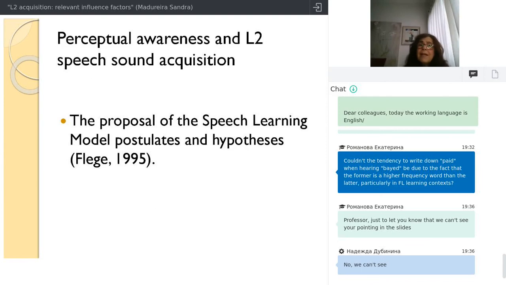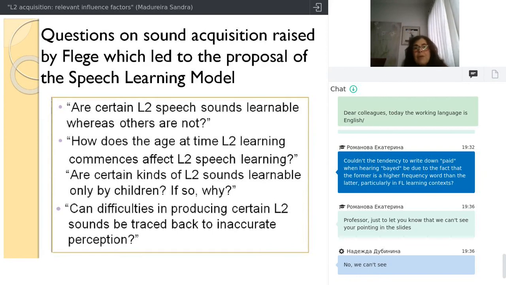Okay, so this is what is meant by perceptual analysis, awareness. And this perceptual awareness is the central issue in the speech learning model as proposed by Flege, 1995. So perceptual awareness, right? And Flege produced this model. And to produce this model, he had some research questions.